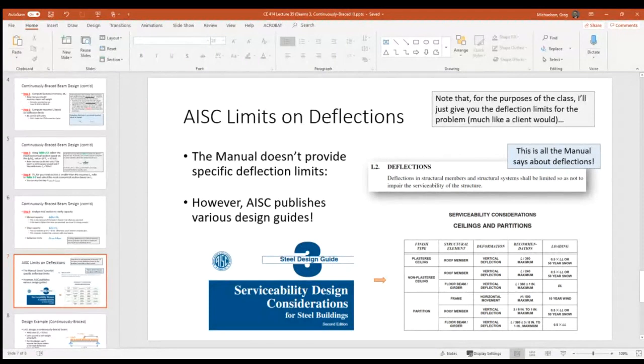The gray box that's on the very top of the slide is what's most important. For the purposes of the class, I'm just going to give you the deflection limits, much like a client would. So if I have a beam, I'm going to say design it for this deflection limit, and that's how we're going to do it. So you don't have to look this stuff up. I just want you to be aware that these guides are there. But honestly, the student member access is free, and they have a lot of really good stuff that's worth downloading on their website. So I would check it out.